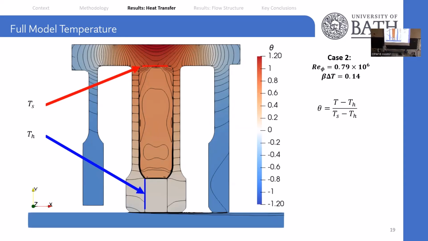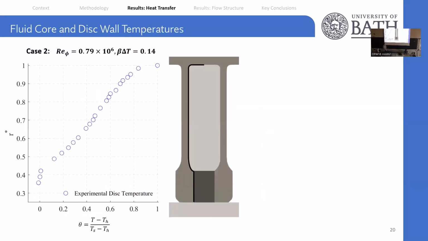If we move on now to the experimental disk wall temperatures, starting from here, we have the non-dimensional radius on the y-axis and non-dimensional temperature on the x-axis. The results for case 2 have been modeled, and if we plot that, we can see that we're able to capture that trend of disk temperature. And note that most of the cases within this field use fluid-only simulations, where this is actually applied as a boundary condition. And in our case, these are predictions of temperature, being a conjugate model.